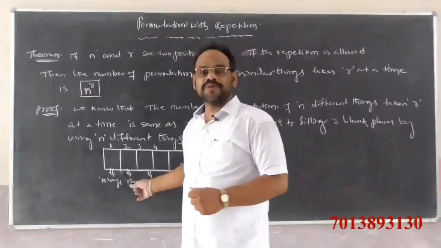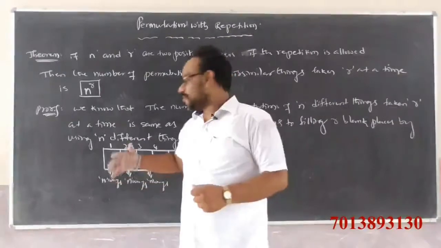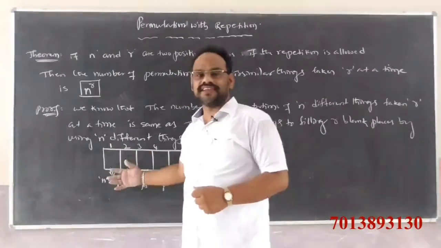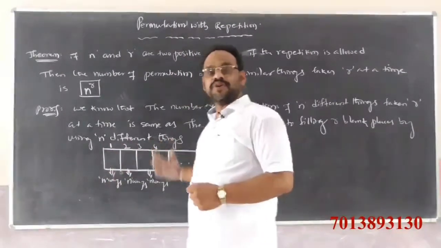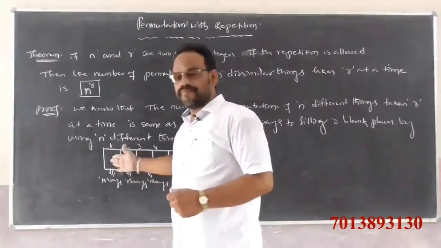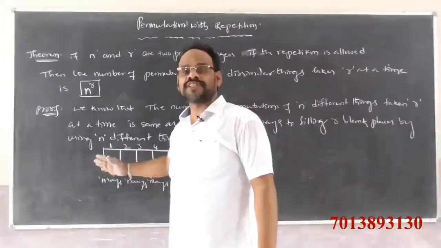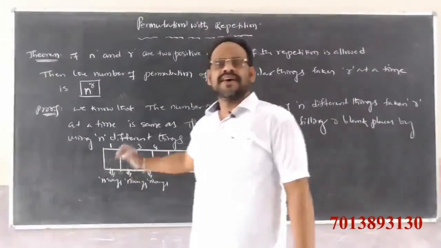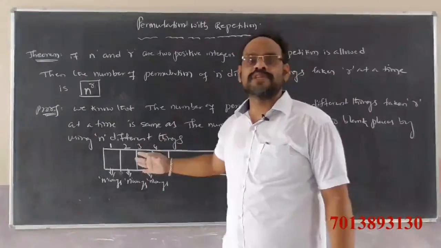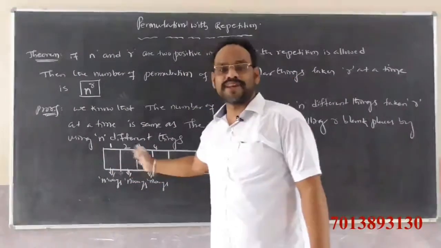Why do we use repetition is allowed? Repetition is allowed means using this thing or object again. So for every blank place, how many ways to fill the first blank place? Clearly n ways. How many ways to fill the second blank place? Clearly this is also n ways. Why? Because repetition is allowed.